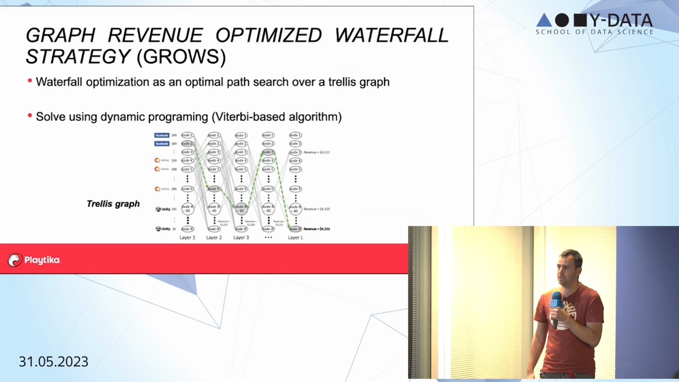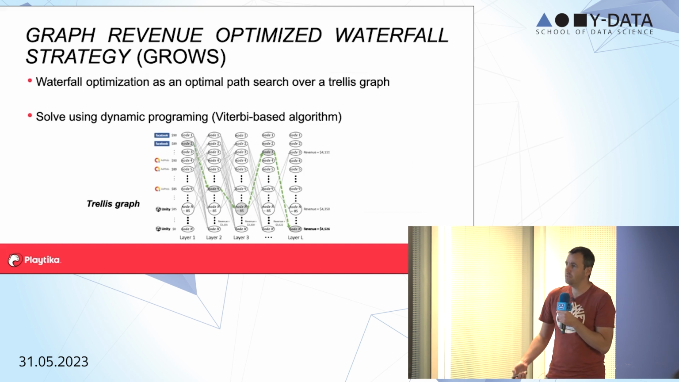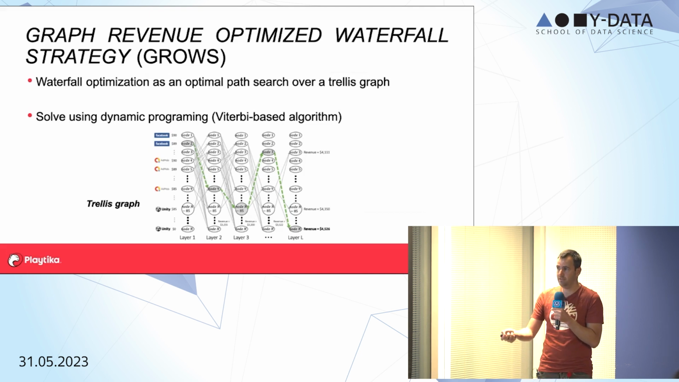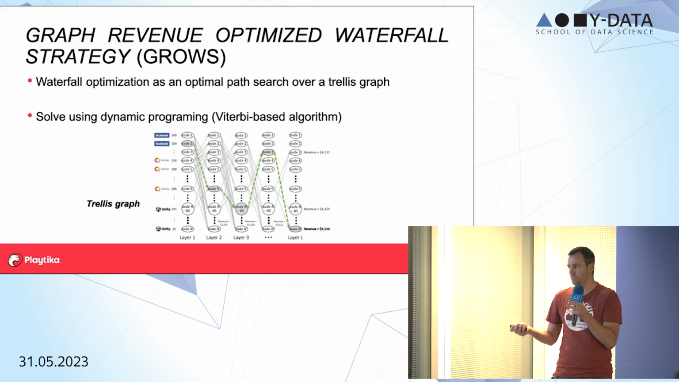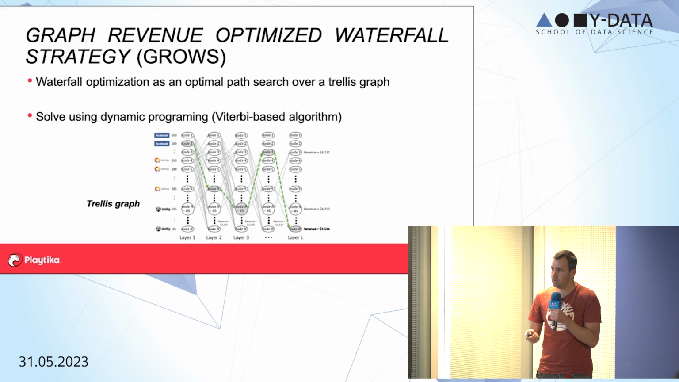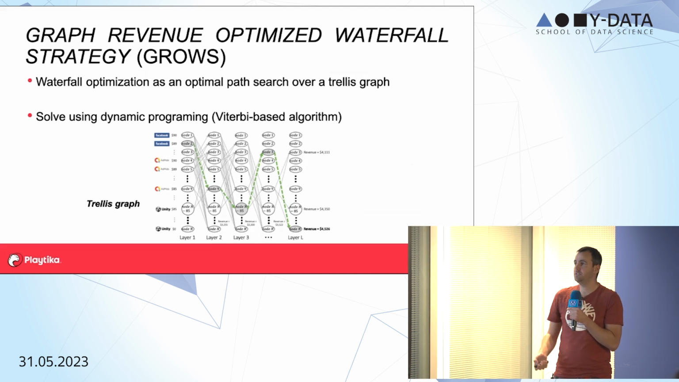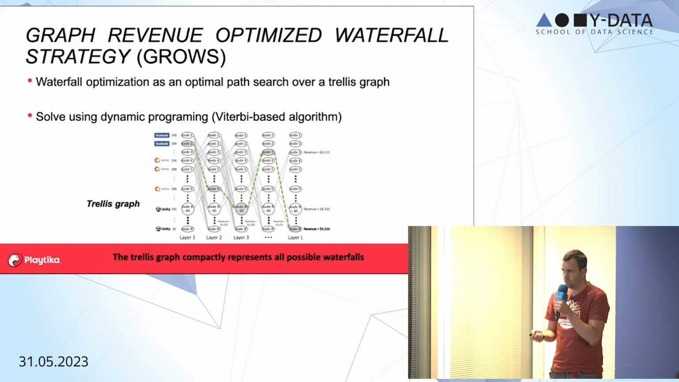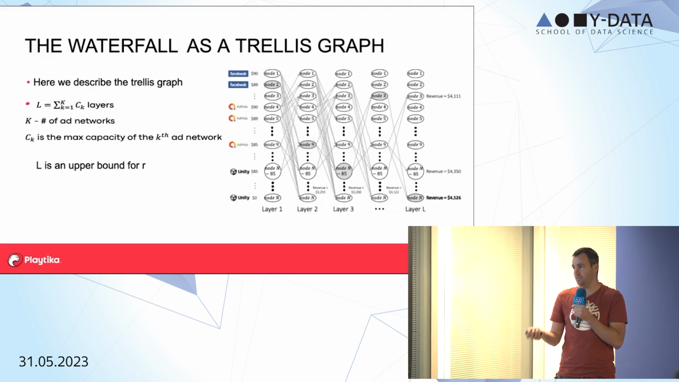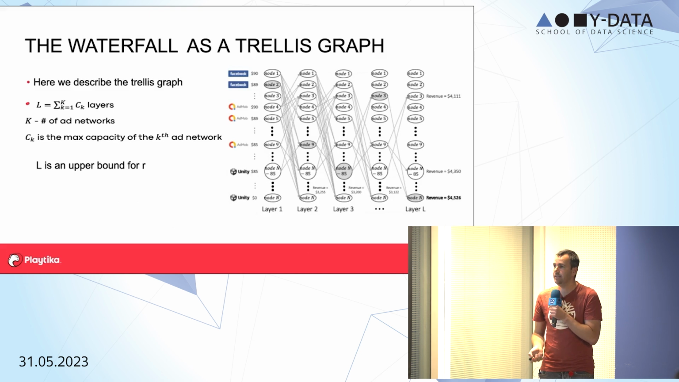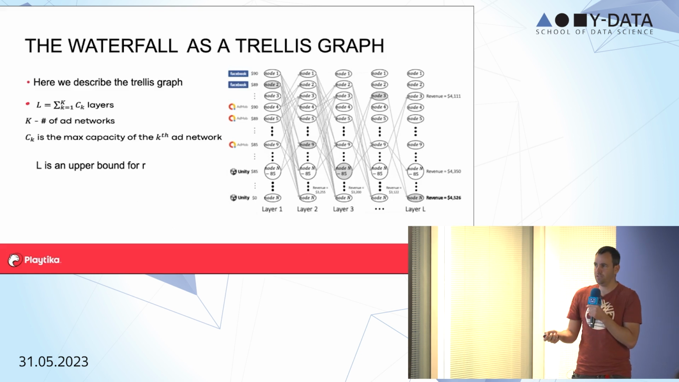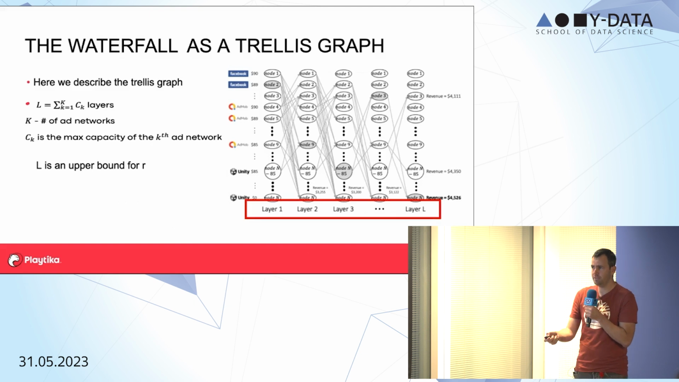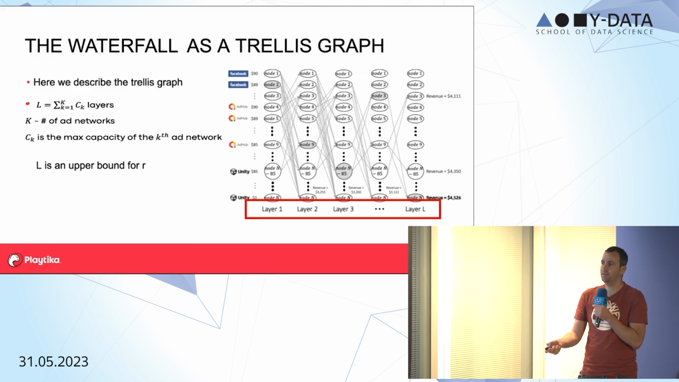which I will now describe. So this is an example of a trellis. Of course, this trellis graph compactly represents all possible waterfalls. And here we describe the trellis graph. What we can see here is that we have L layers. L is an upper bound of the length of the waterfall, and the size of L is the summation of all C_i, which is the maximum capacity that each ad network allows you to have.